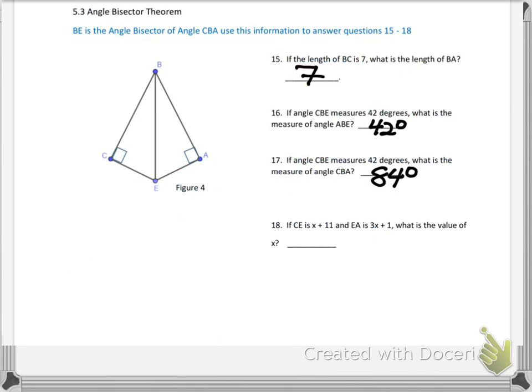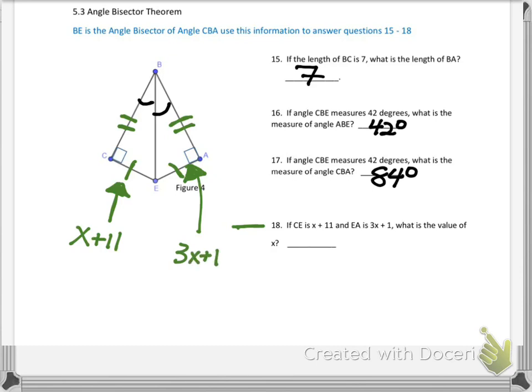Okay, so I filled in the answers for questions 15 to 17 that we had on the previous page. I also want to indicate that this angle equals that angle. Based on our discussion on the previous page, I also know that this equals this, and I know that this equals this. All right, so these are the things I know, and I'm doing this as a pre-thought process for question 18. Question 18 says, if CE is x plus 11, so this right here is CE, and EA, here's EA right here, is 3x plus 1, what's the value of x?